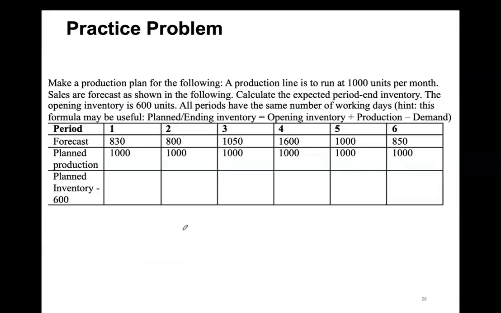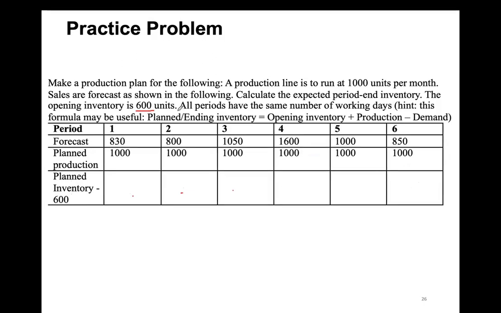Now, here is another example whereby we are supposed to develop a production plan. It says make a production plan for the following. A production line is to run at 1000 units per month. In this case, planned production is given, which means essentially it's a level strategy because they are producing the same amount throughout. The opening inventory is 600 units. All periods have the same number of working days, and we have to develop this production plan, and more specifically, we have to fill this row that's planned inventory, which means what will be inventory by the end of period 1, 2, 3, 4, 5, and 6.